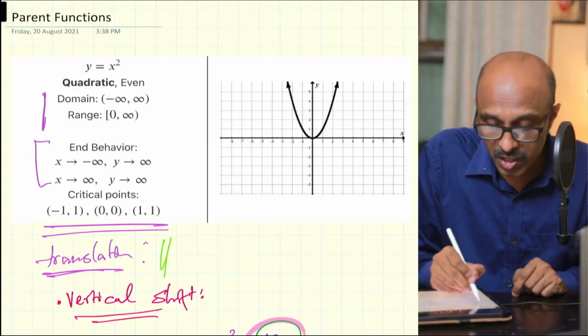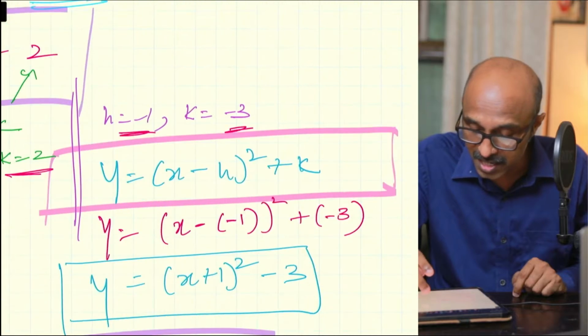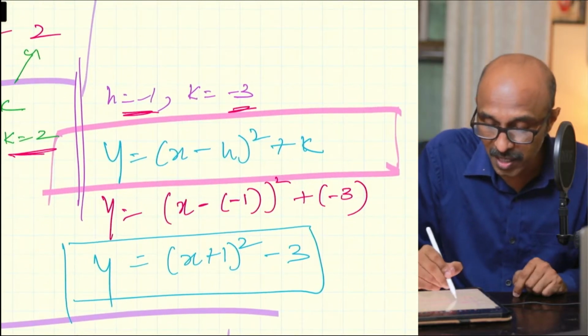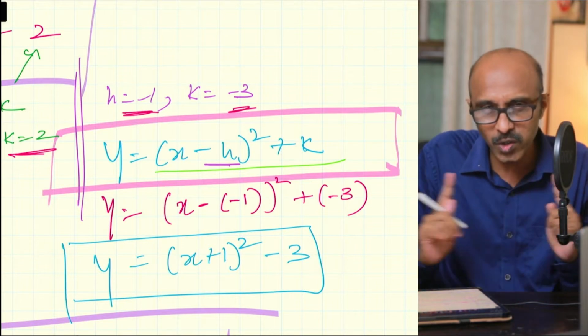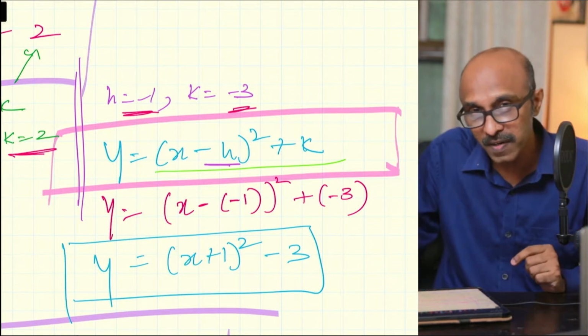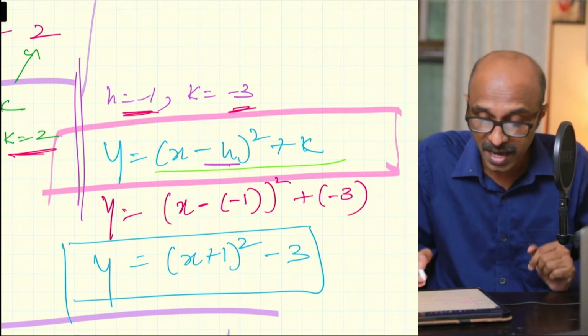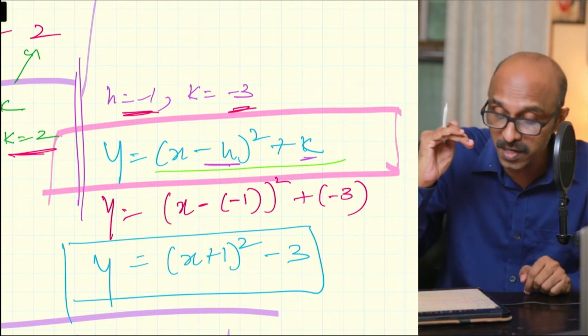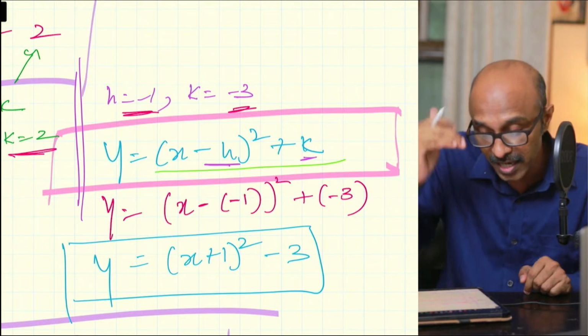In part 1, we saw the translation of the parent quadratic function given by this equation, y equals (x minus h) the whole square plus k. That h gave us the idea of the horizontal translation: h being positive, horizontal shift to the right, h being negative, horizontal shift to the left, and then k being positive, vertical translation upwards, k being negative, vertical translation downwards.